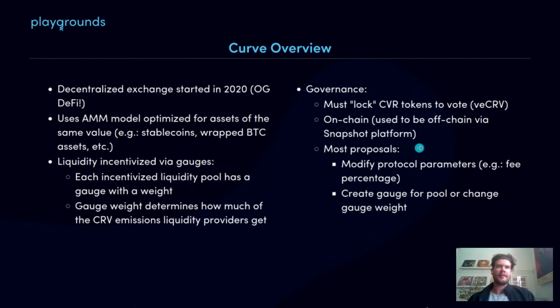And in terms of what you'll find, when we start looking at the different proposals during this workshop, you'll see that a lot of the proposals fall into two categories. Either a modification of a protocol parameter, like the fee percentage, or adding a new pool, or modifying the factory contract, things like that. Or you'll have proposals that either create gauges for a pool or change the weight of a given gauge, so kind of adjusting how the liquidity incentives are structured.